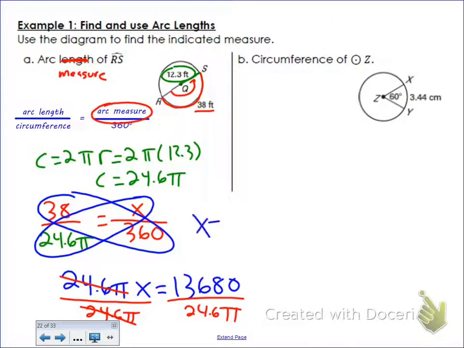So x is going to equal 177.01. Remember, this is an arc measure, so this is going to be in degrees. So the measure of that arc is going to be 177.01 degrees.